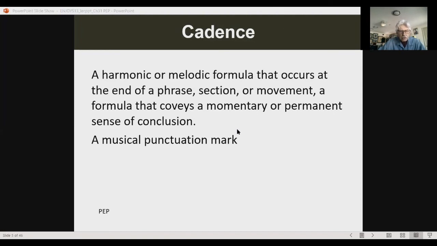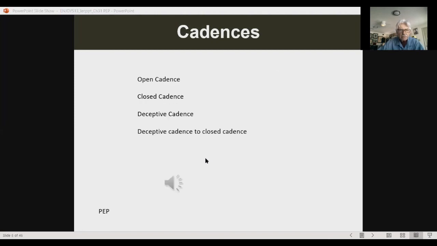Cadence, a couple examples, because this is very important in the classical period, and we're on absolute music, which was the dominant popular style in the classical period. And so classical music is about the form, and knowing where the beginnings are, the endings, and what happens in between. So a cadence is a harmonic or melodic formula that occurs at the end of a phrase, section, or a movement, a formula that conveys a momentary or permanent sense of conclusion, a musical punctuation mark. So like we have commas and periods, which are different kinds of punctuation points. We have the same thing in music.